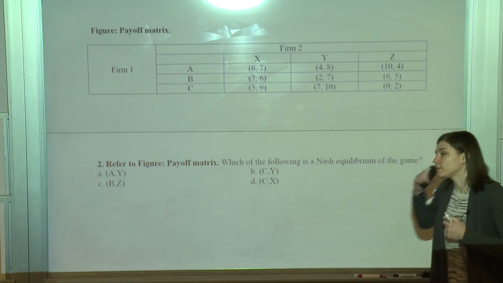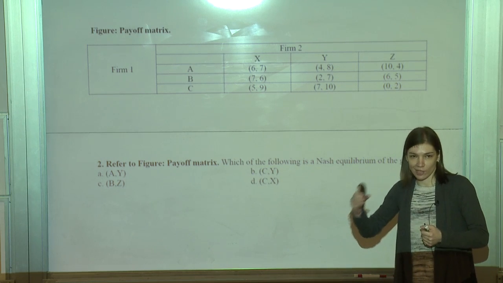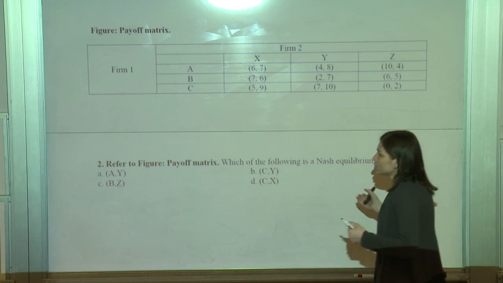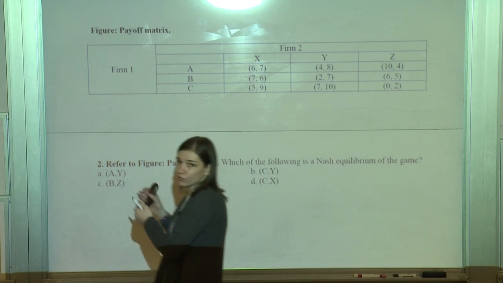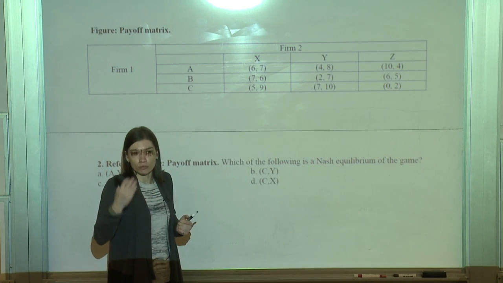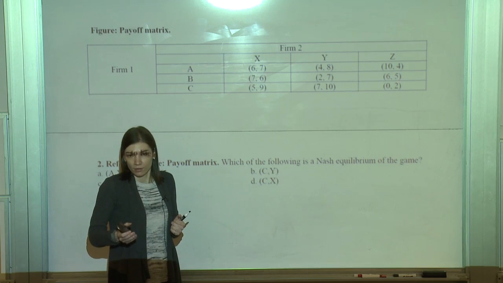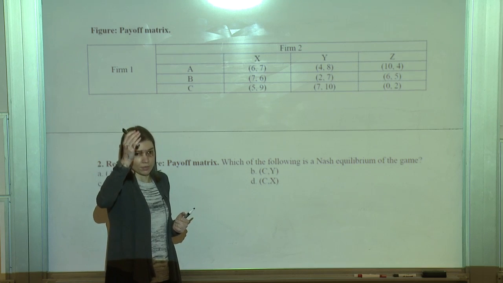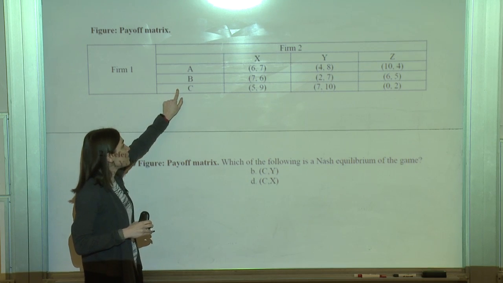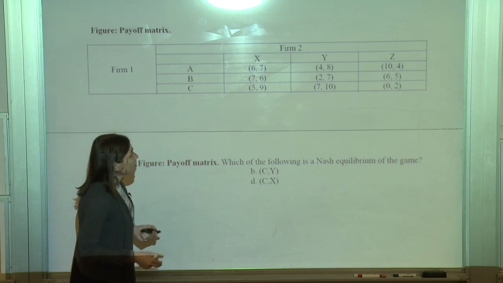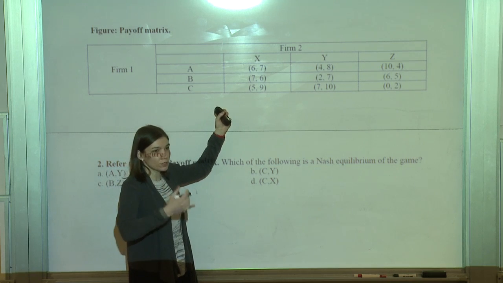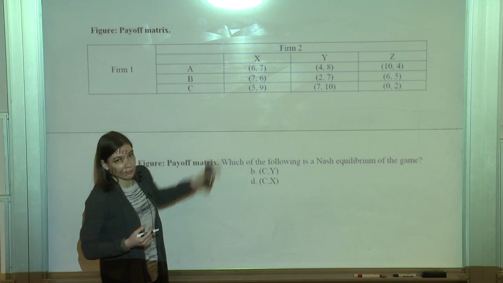So the way that I suggest you answer any question that has to do with game theory and a payoff matrix is to put yourself in the shoes of each of the players separately, and then see what their optimal strategy would be given the strategy of the other person. So for example, if I'm firm 1, I have choices A, B, and C. Now, given what firm 2 does, what is my optimal response?